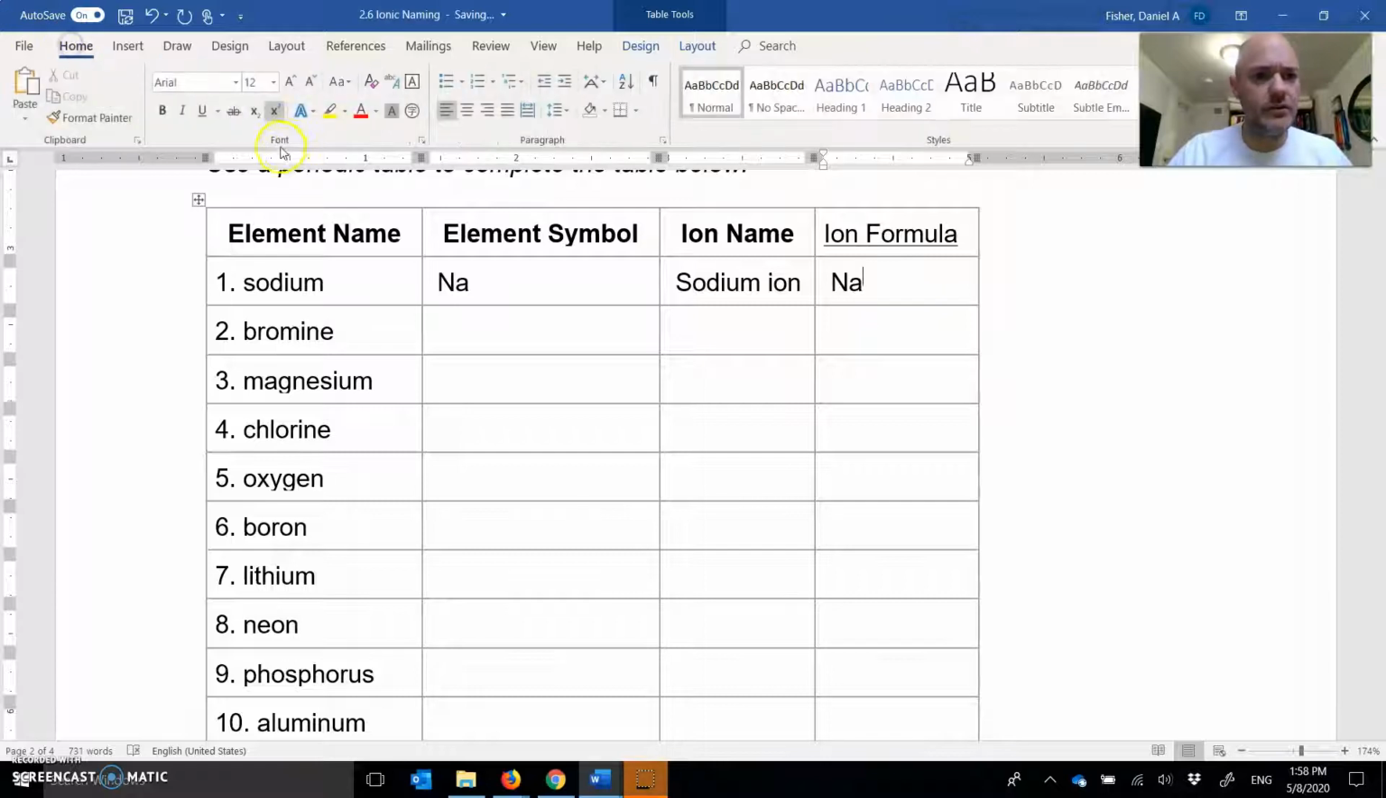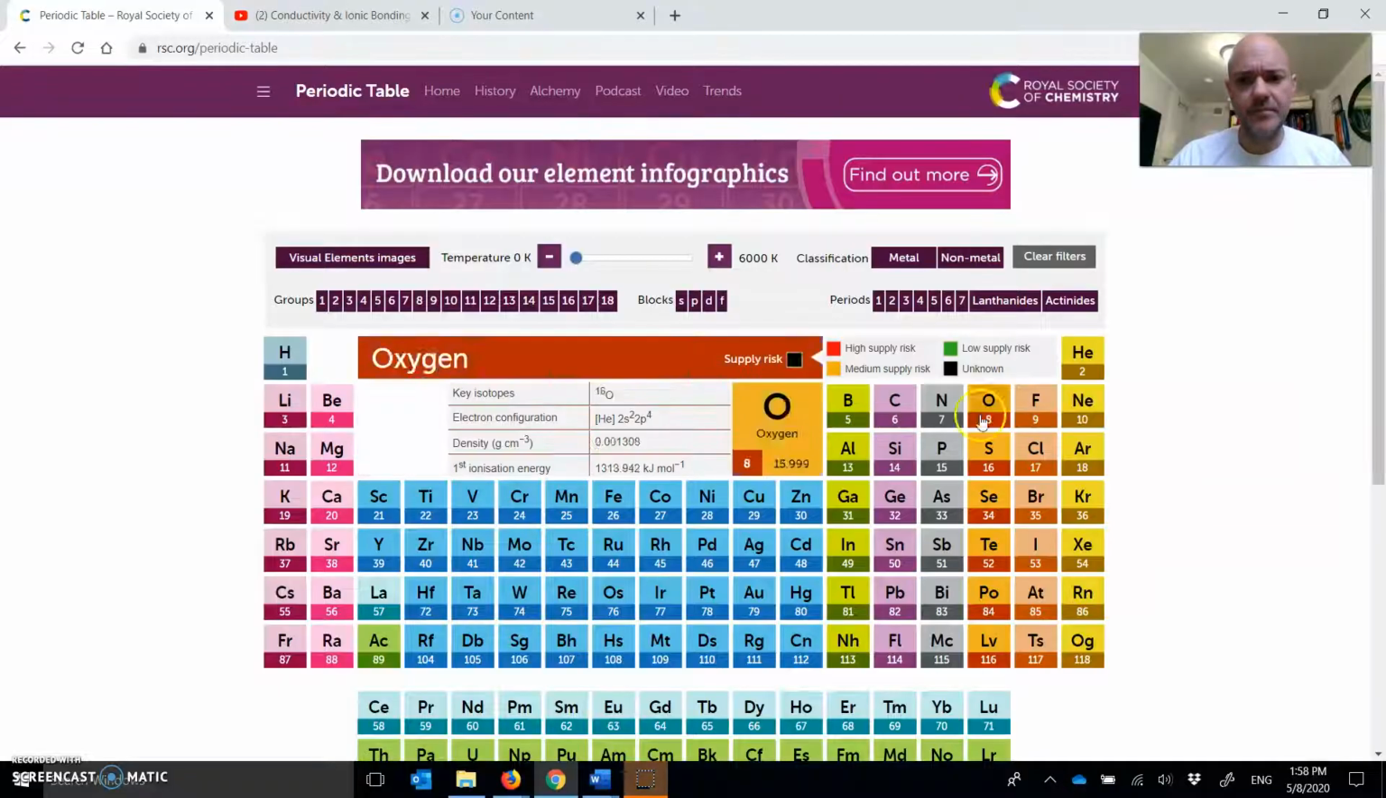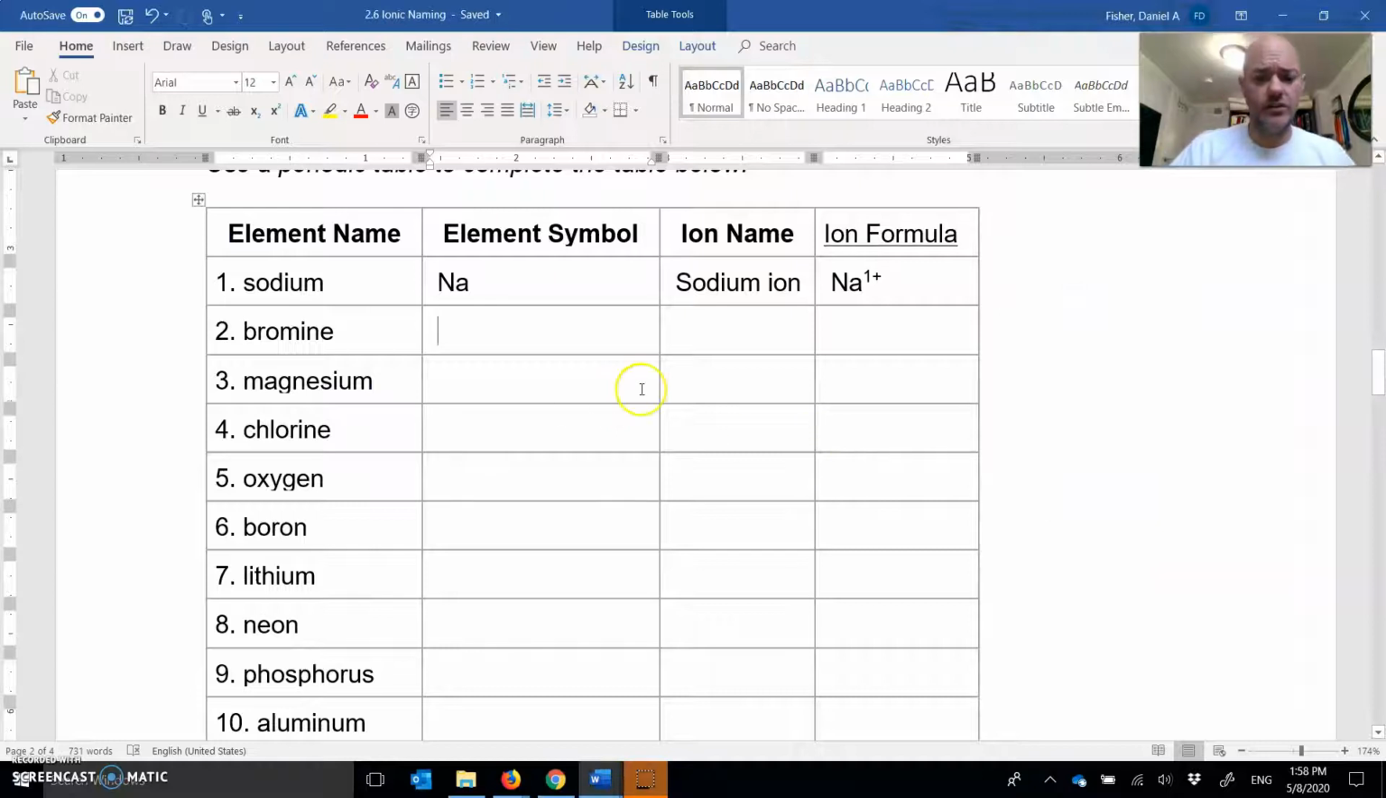And remember, you can do the superscript by coming here and clicking on that. And I can do a plus because it's a +1, or if I want to do a 1+. Either way works. So then bromine. We're going to go find bromine real quick. Right here, bromine. That means it's in this column, which means it's going to be a -1 charge. So my symbol for it is Br. When I go to write the name, it's bromide.